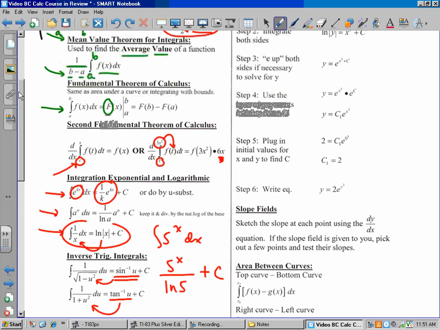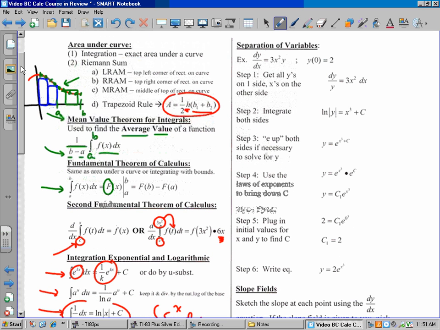Okay, let's come back up to the top here and talk about separation of variables. If I've got a derivative, dy over dx equals 3x squared times y, I've got x's and y's in my derivative, so I need to separate the variables. The way to do that is to cross multiply and get all the y's and dy on one side of the equation and all the x's and dx's on the other side. Once you separate the variables, then you can integrate.